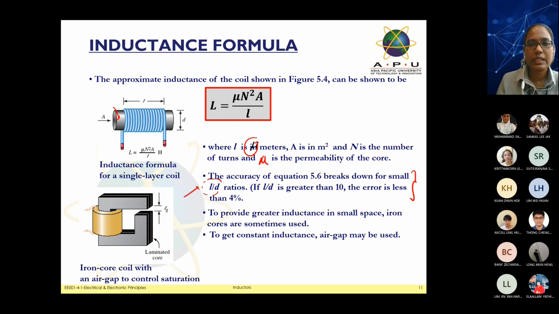Most of the time in the exam, we are not going to cover the accuracy calculations, but we always focus on how you calculate inductance, how you calculate your self inductance. But this is your information. The next one is also just for information to you. To provide a great inductance in a small space, iron cores are sometimes used. So when you start to design, you need to take note of the diameter. Sometimes it follows your materials.